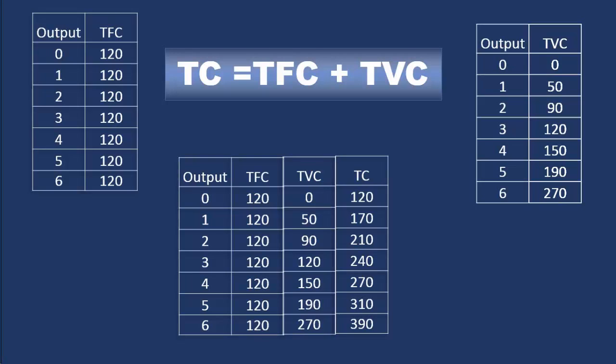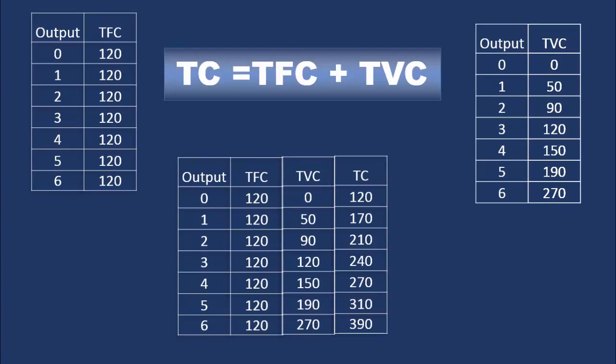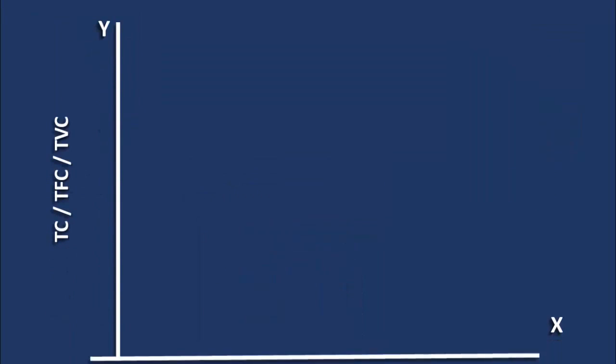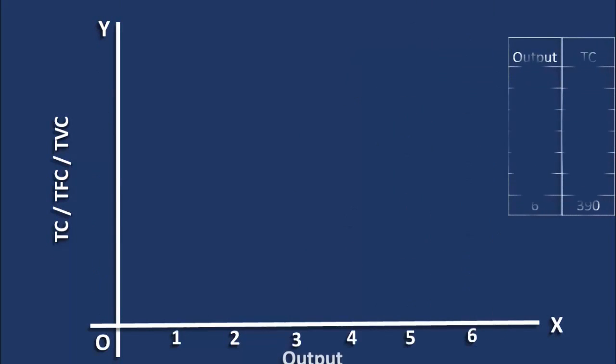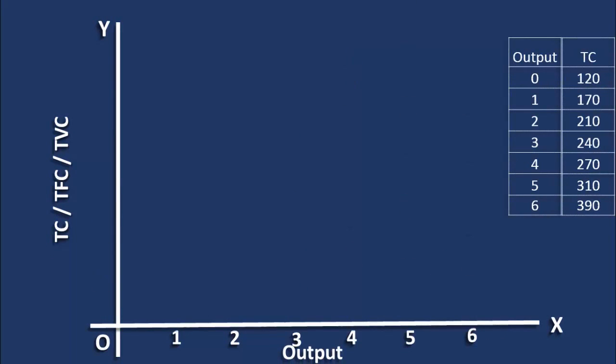How are we going to obtain the total cost curve? Take output and total cost. Plot them on a graph. Join them with a smooth curve. It is the total cost curve.